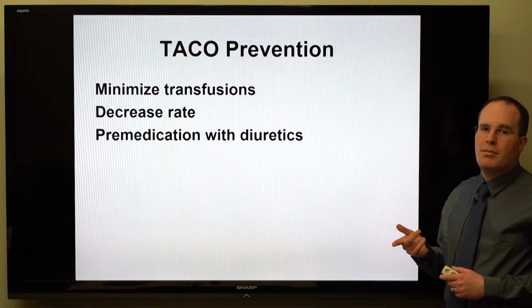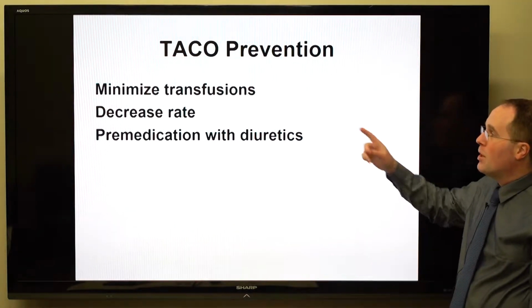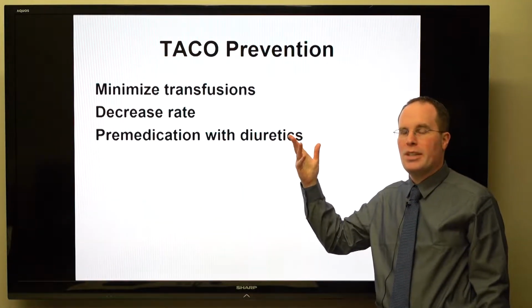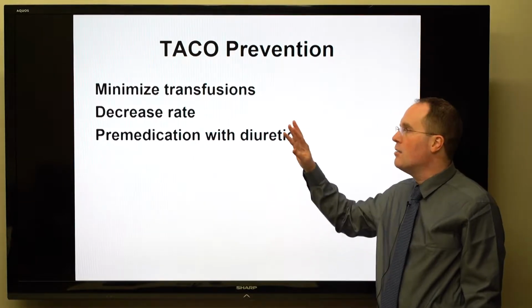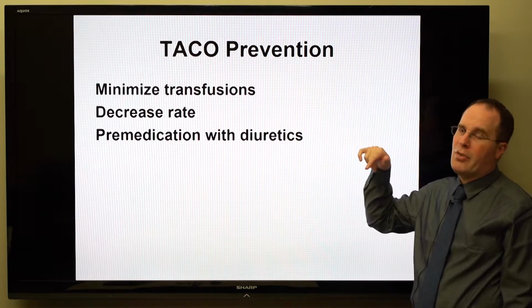So we talked about the treatment of TACO, which is diuretics. But how can we prevent TACO? Well, number one, minimize transfusions. Don't do it willy-nilly. Only do it if it's truly indicated. You could give it at a lower rate, and you could pre-medicate with diuretics.